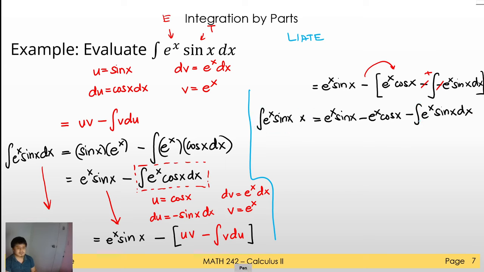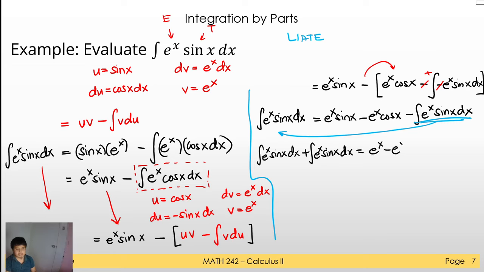So we can transpose this to the other side, diba? So that this negative will become positive, diba? So we have the integral of e raised to x sine x dx, and then plus the integral of e raised to x sine x dx is equal to this, diba? So e raised to x sine x minus e raised to x cos x.